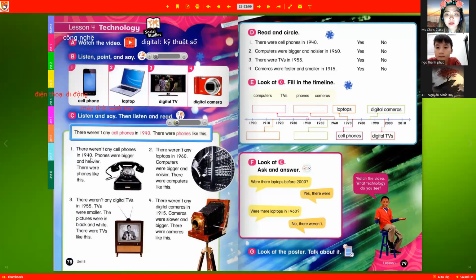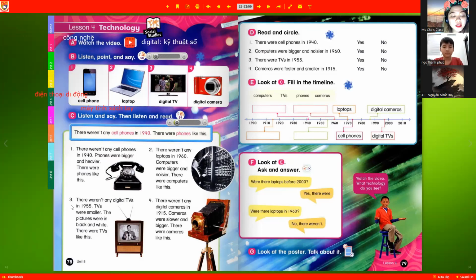There weren't any laptops in 1960. Computers were bigger and noisier. There were computers like this. There weren't any laptops in 1960. Computers were bigger and noisier. There were computers like this.